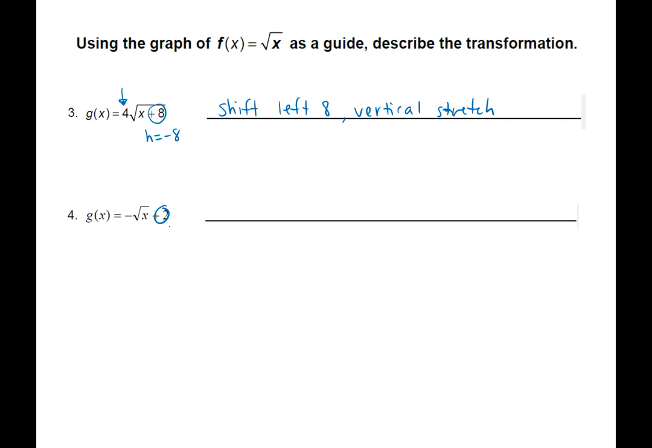Okay, on to number 4. This one has a k value only. That's k equals 2 because it is not in the square root with the x. That means we're going to shift up 2. We also have this negative in front, which is going to cause us to reflect. When we did parabolas, that was instead of going up when it was negative, it went down. It's the same concept. So that's going to reflect down, or we could call it a reflection. And that's it for that one.